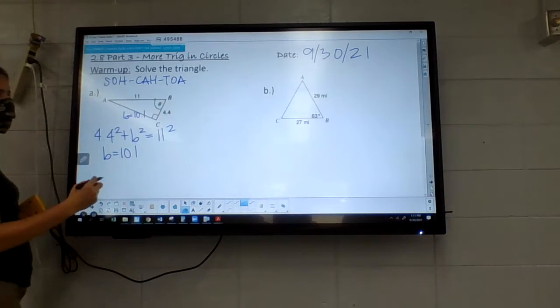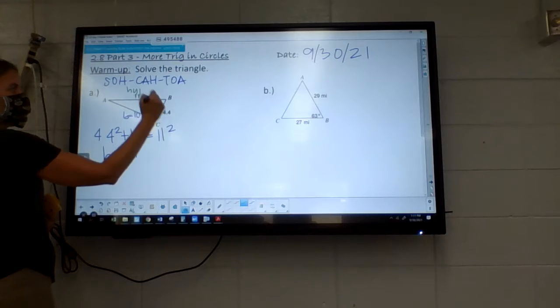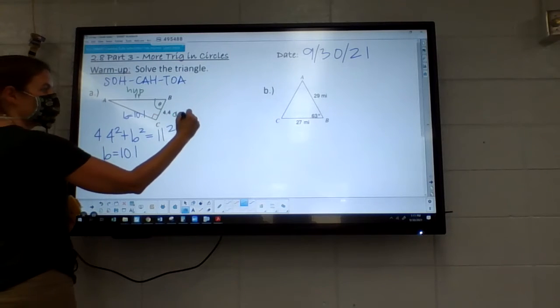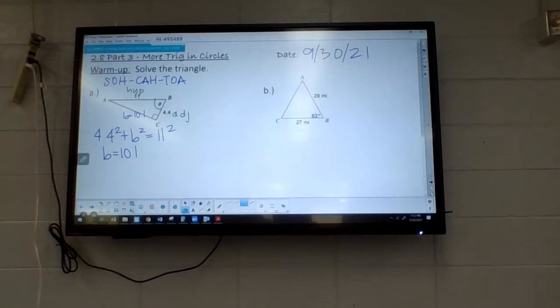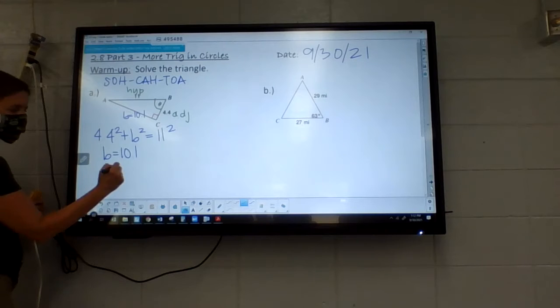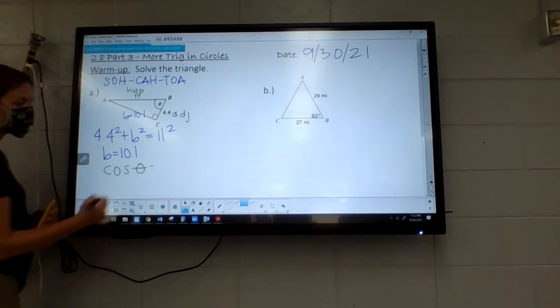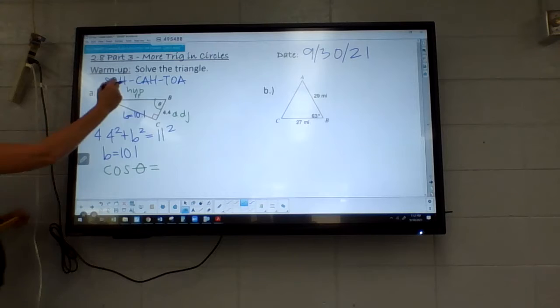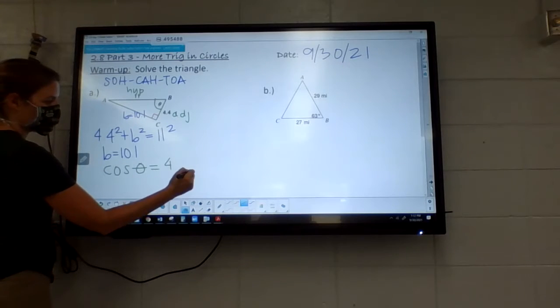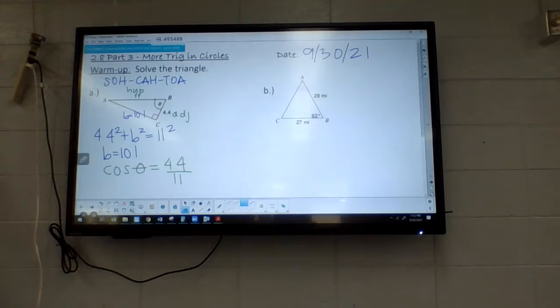So if this is angle B, this is my hypotenuse, this is my opposite, this is my adjacent. So I'm going to do cosine, because 4.4 and 11, I know those are exact answers. 10.1 is approximate. It'd be fine. You're probably going to get the same answer as me, but I just like to be a little more exact. So cosine of theta is adjacent over hypotenuse. And then we do the inverse cosine of that to get my angle B, which is 66.4.